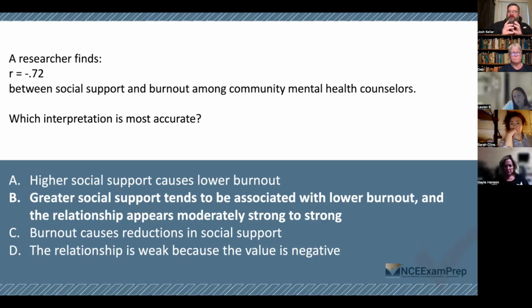0.72 is moderate to moderately strong, right? It's not like super strong, but it's also not super moderate. The problem with A is that it has in it this word causes, and correlation does not equal causation. So we couldn't say high social support causes lower burnout. We can say there tends to be an association between higher support and lower burnout, but we can't say that it causes it. Thus, it's a reading test.